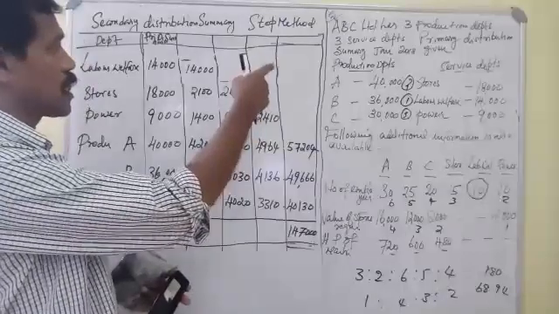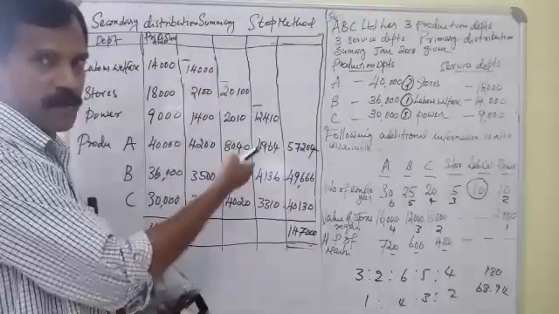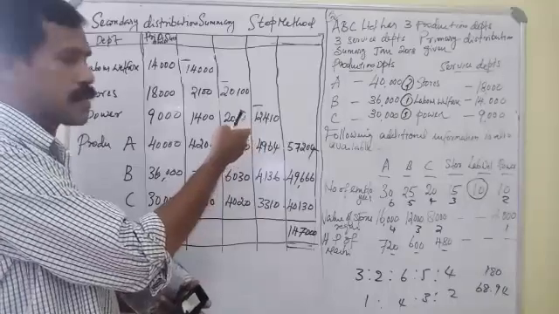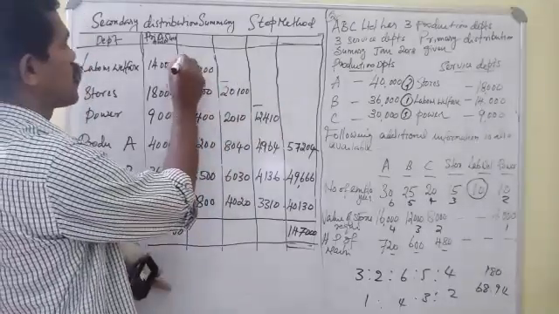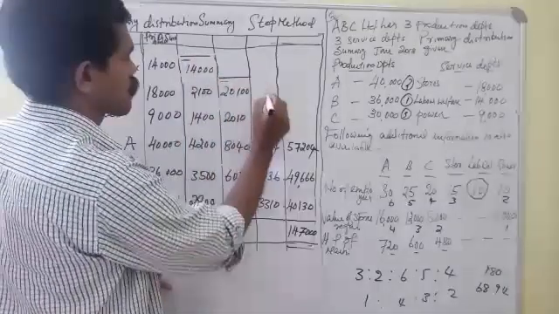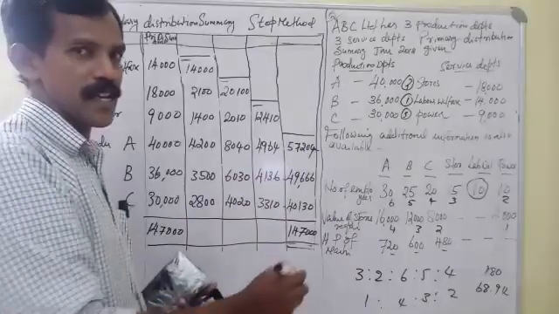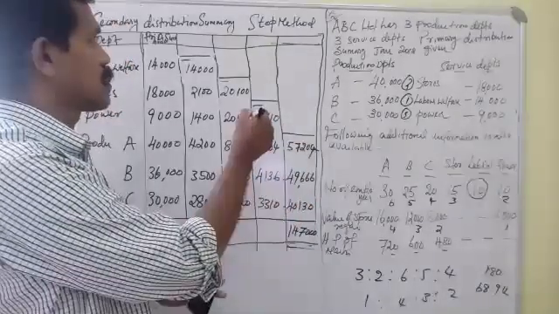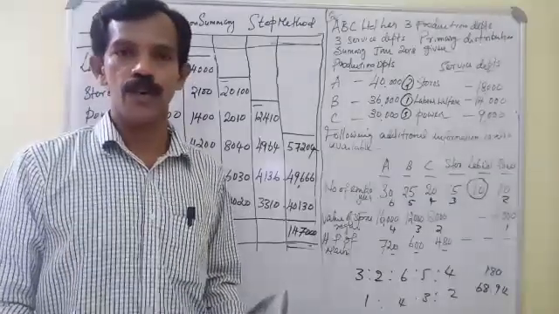In this method we apportioned our overheads step by step. This method is also known as the step ladder method. If you draw lines here, it seems like a ladder. I think this session is clear for all of you.